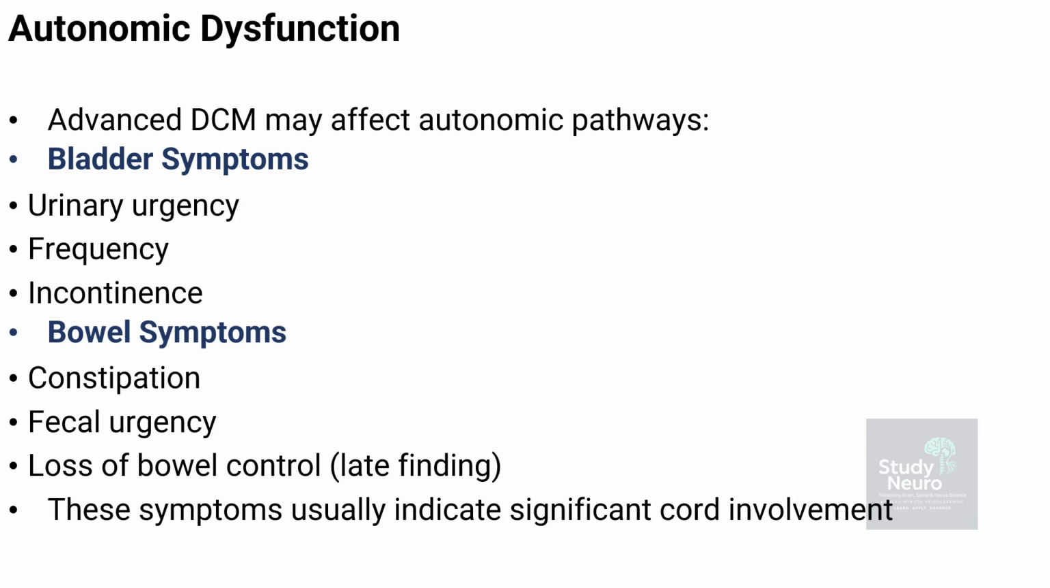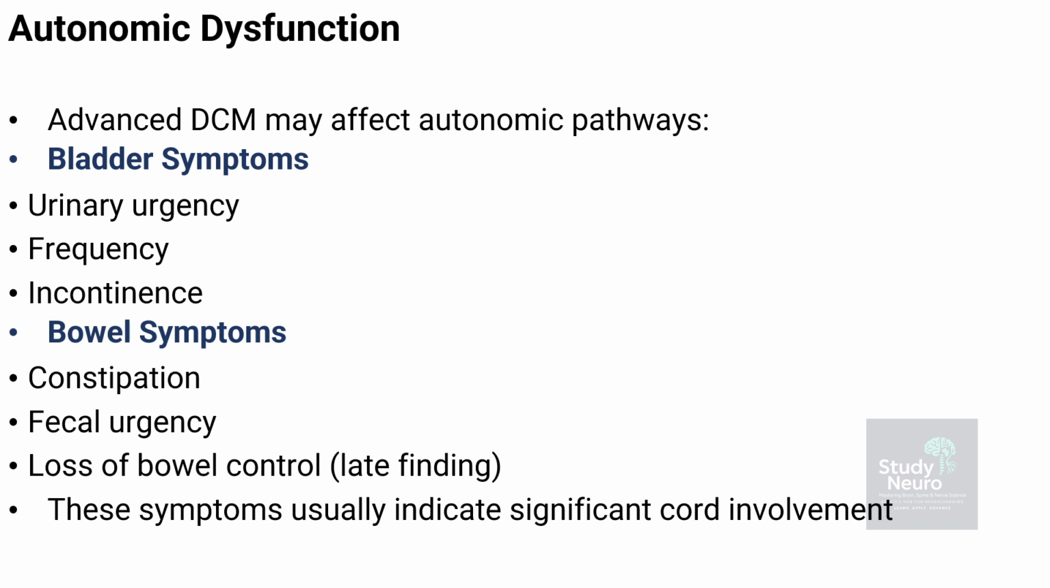Autonomic dysfunction in advanced degenerative cervical myelopathy occurs when spinal cord compression extends to the pathways that regulate bladder and bowel control, disrupting normal involuntary function that is usually well coordinated. This is a late and important sign. Patients may develop bladder control problems such as urgency, increased frequency of urination, and, in more advanced cases, episodes of incontinence that reflect loss of normal storage and emptying regulation.